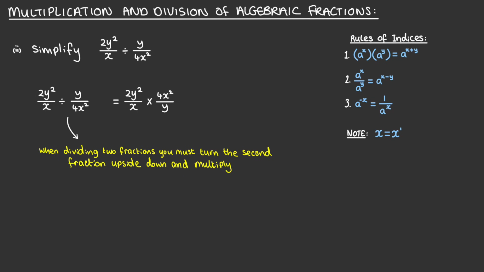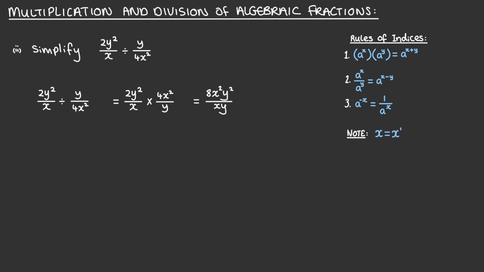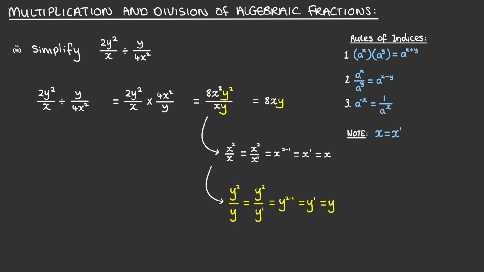Now we just have to repeat what we did in the very first example. If you remember, we must multiply the top by the top and the bottom by the bottom. This leaves us with 8x squared y squared divided by xy. X squared divided by x is the same as saying x squared divided by x to the power of 1, which is equal to x to the power of 2 minus 1, which is equal to x to the power of 1. And we said that any number to the power of 1 is equal to the original number. So x to the power of 1 is equal to x. The same principle applies for y squared divided by y. So therefore, we are left with 8xy for our answer.